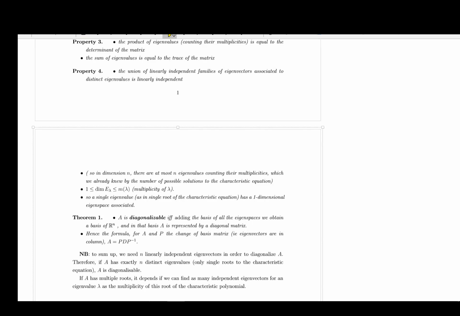Okay, so we are now at this theorem. You know how to find eigenvectors, you know how to find eigenvalues. The next thing is what leads us to be able to perform diagonalization. So the first property that we must see is that the union of linearly independent families of eigenvectors associated to distinct eigenvalues is linearly independent. So what do we mean here?